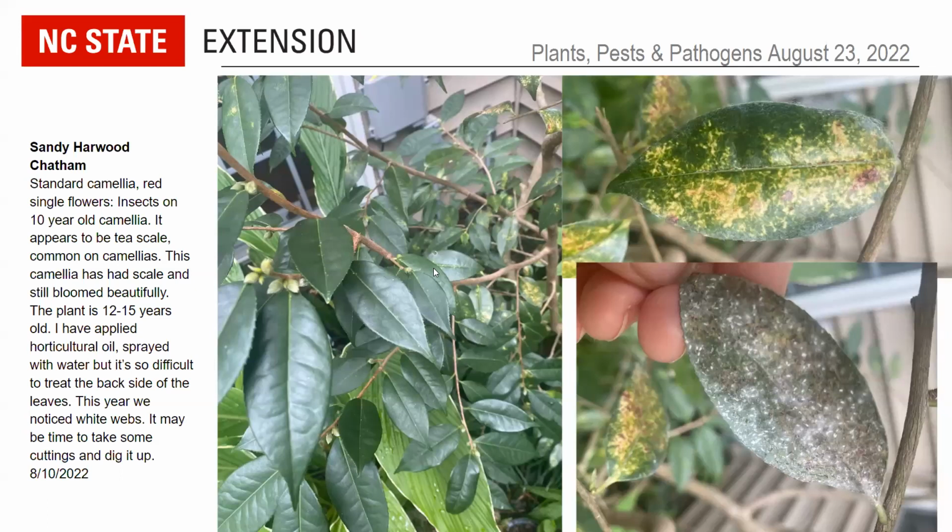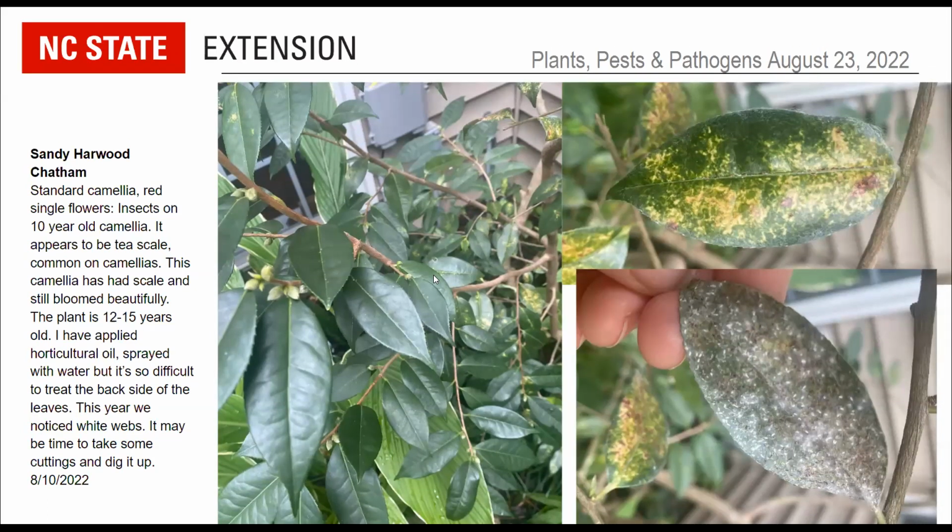All right, now this one is from Sandy Harwood in Chatham County. This is standard camellia. Insects on 10-year-old camellia appears to be tea scale. Common on camellias. This camellia has had scale and still bloomed beautifully. Plant is 12 to 15 years old. Have applied horticultural oil sprayed with water, but so difficult to treat the backside of the leaves. This year we noticed white webs. Maybe time to take some cuttings and dig it up.